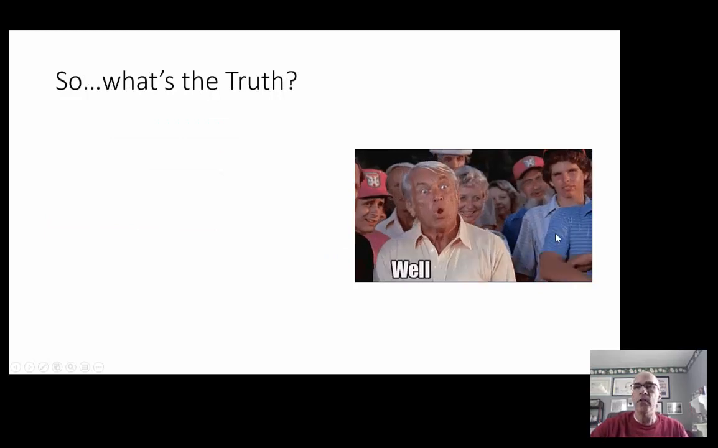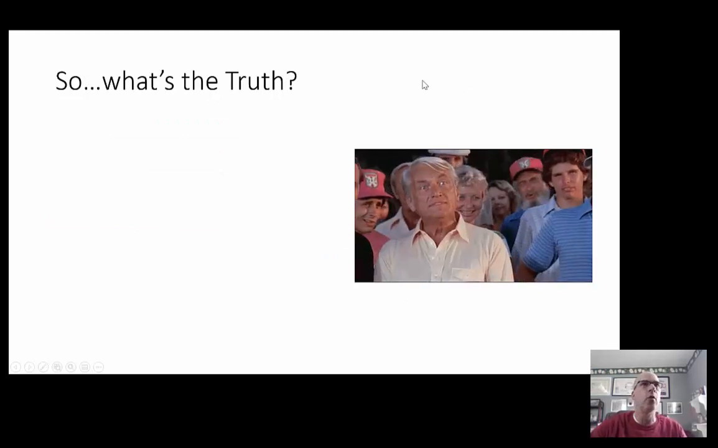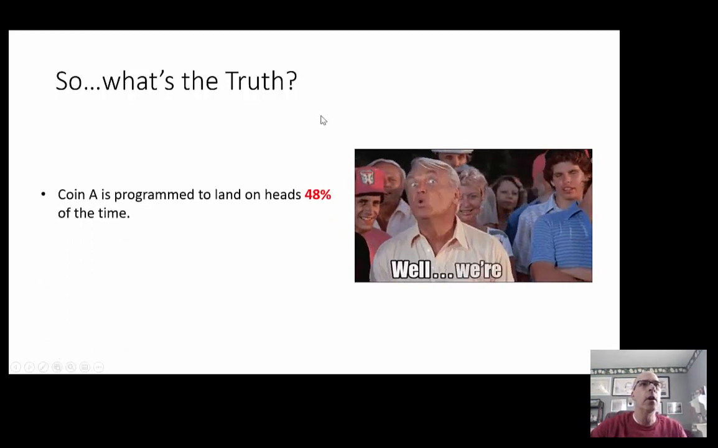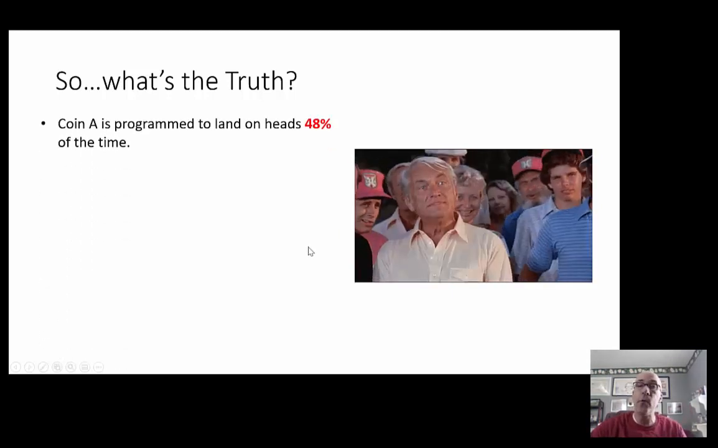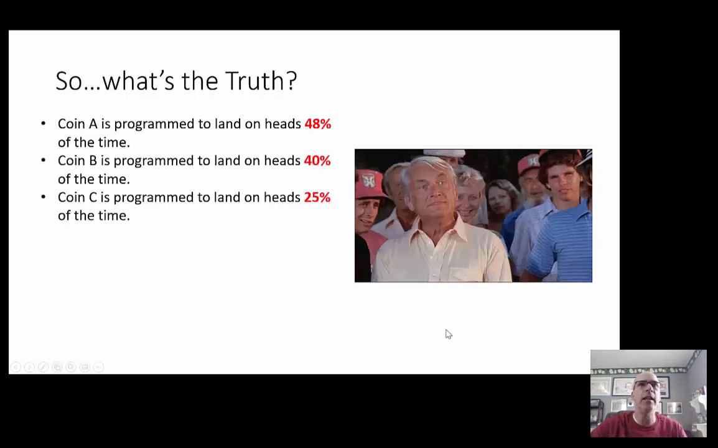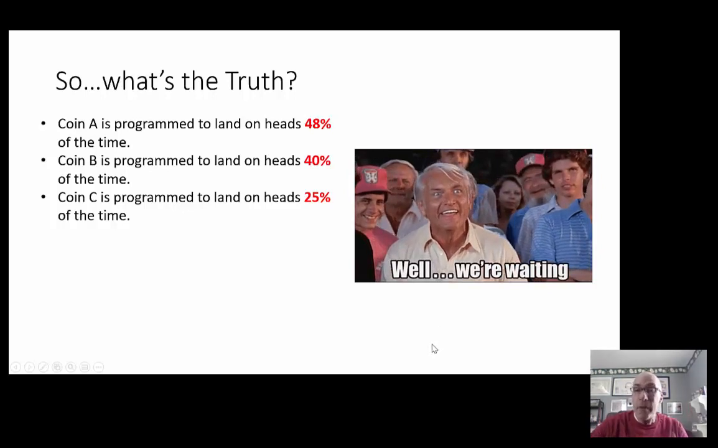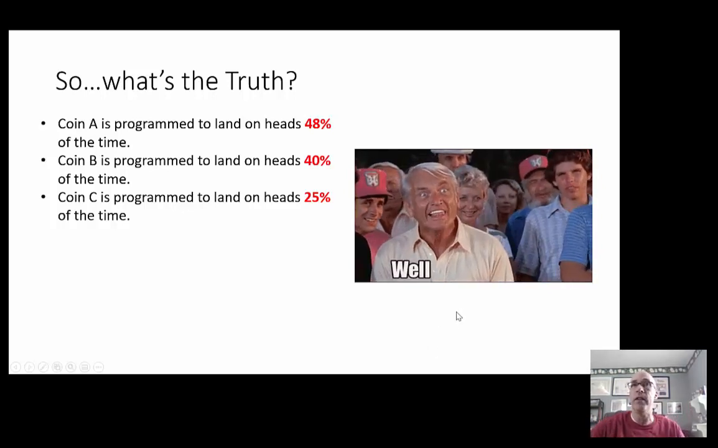So what's going on here? This only works if we give students a reveal and tell students about the coins. Here's the truth: coin A is programmed to land on heads 48% of the time, B 40% of the time, C 25% of the time. So all 3 coins are unfair, but the magnitude of their unfairness is different.